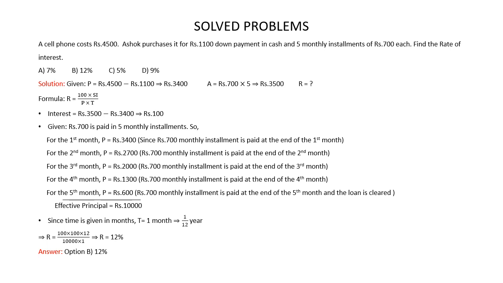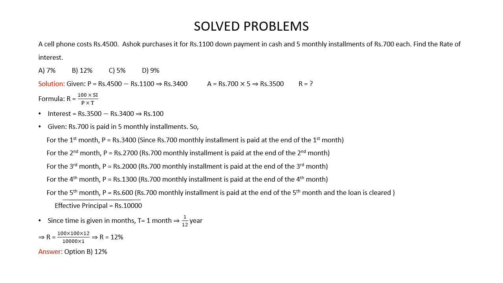So here it's given that the cell phone costs rupees 4,500. Ashok purchases it by making a down payment of rupees 1,100. So the principal now is 4,500 minus 1,100, which is rupees 3,400. It's also given that Ashok makes 5 monthly installments of rupees 700 each to clear the remaining balance. So the amount is rupees 700 multiplied by 5, which is rupees 3,500. So Ashok has to pay an amount of rupees 3,500 to clear the loan.